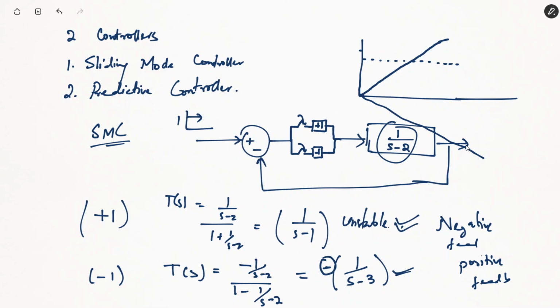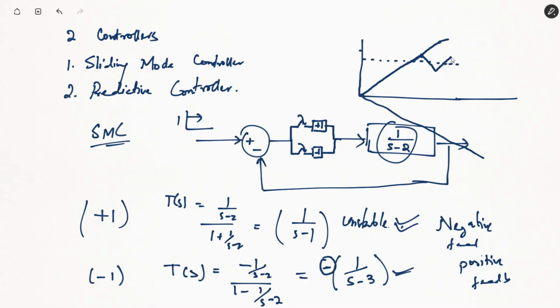So if we now actually make an algorithm such that we switch it between positive and negative feedback. So initially let it be running at negative feedback, and then at this point we switch it to positive feedback, so it will start falling. Now we again switch it back to negative feedback, it will rise again.